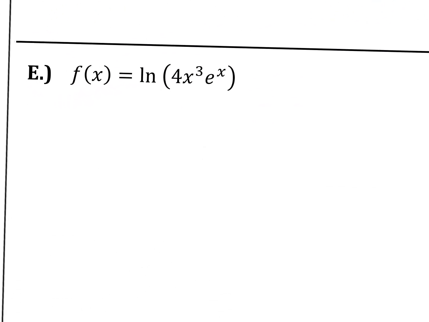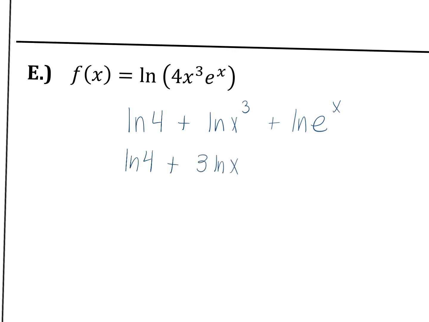Okay, let's do another one. So you get ln 4 plus ln x cubed plus ln e to the x. You bring those exponents in front. All right, remember that becomes a 1, so we're just worried about the x. So f prime, so that's a 0 now. You get 3 over x plus 1.